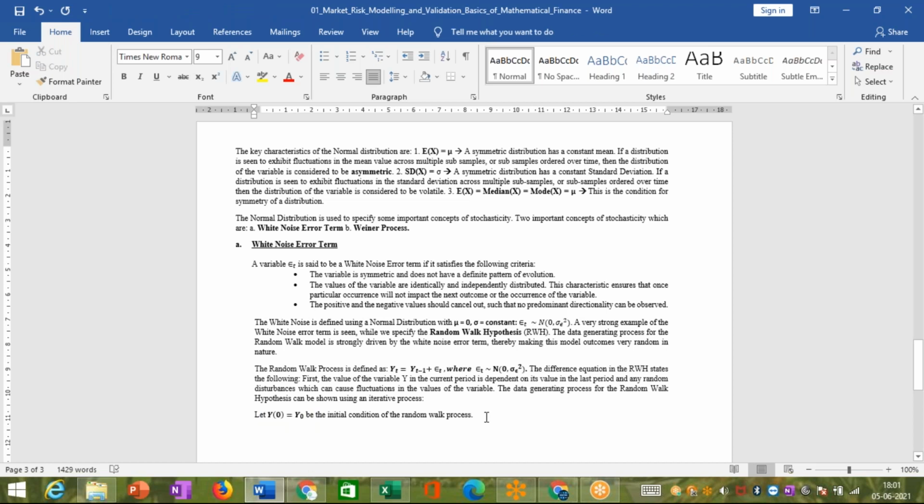Be the initial condition of the random walk process. So to solve any process, or to identify the data generation process of any difference equation, one of the important things that we always need to look into is to specify the initial condition, because that's the first step.